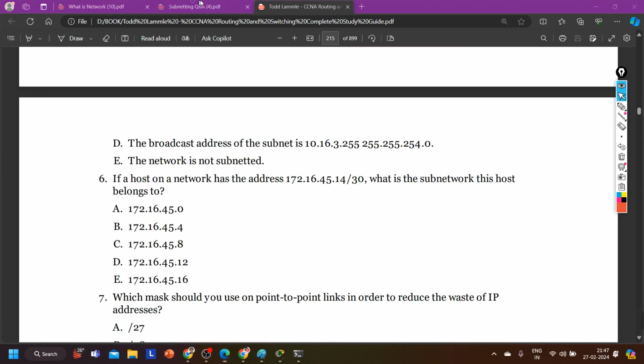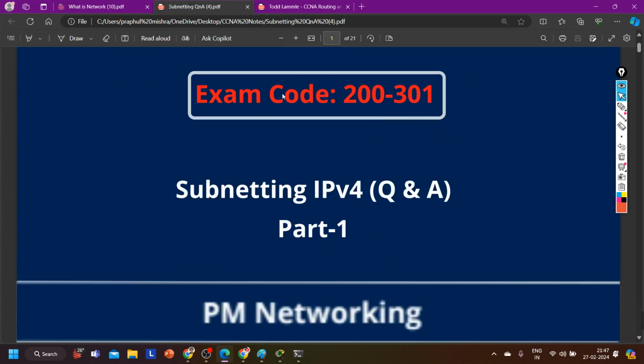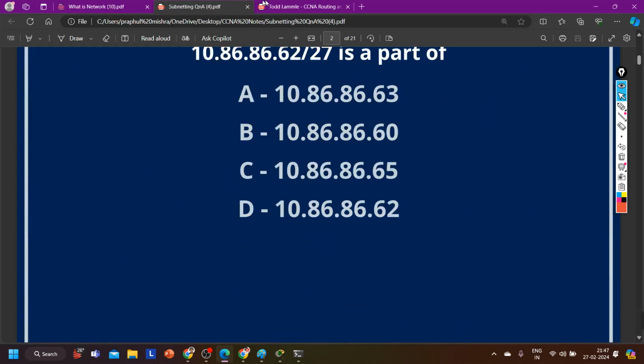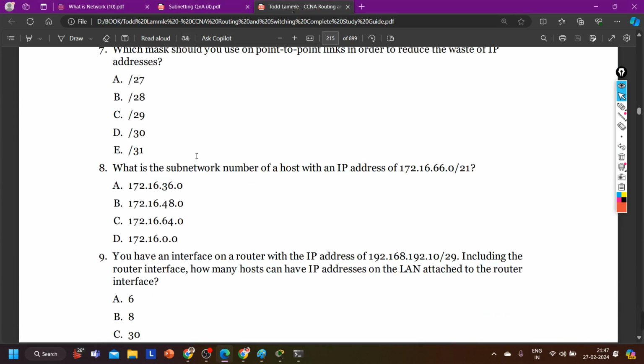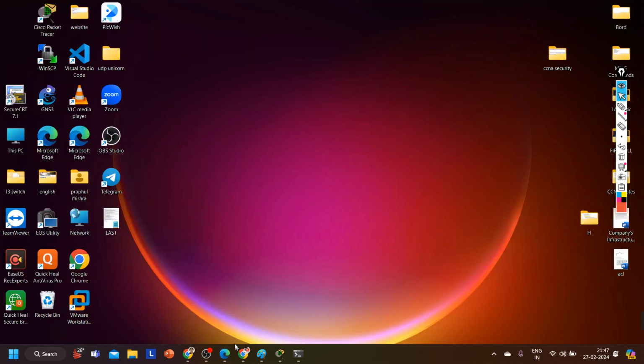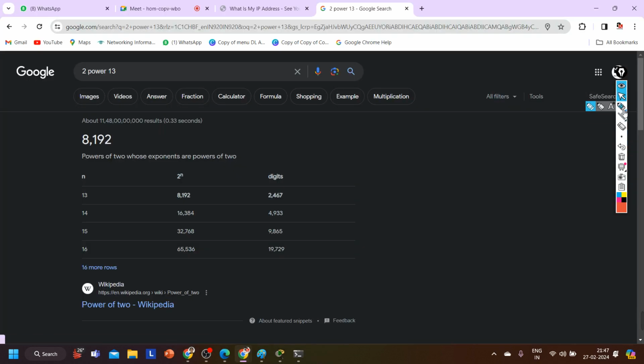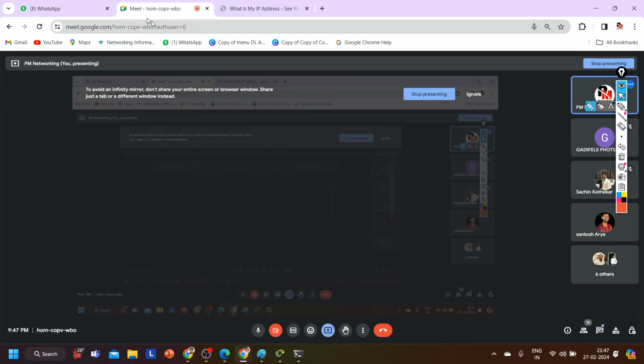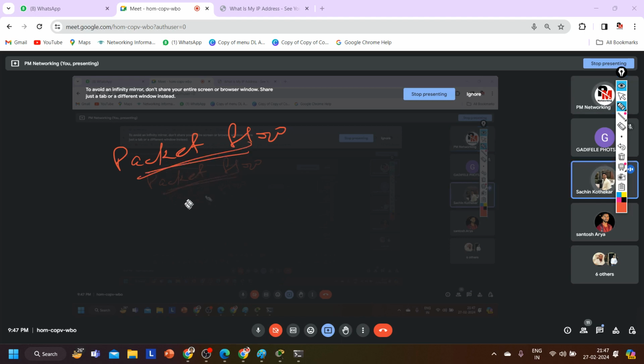Now guys, you have some questions already. Before today's class, you will cover all these questions as well as these questions, right? So in the next class, we are going to start the most important topic, that is packet flow. First, I will check if there is any topic left in the basic module. Otherwise, we will start with packet flow.